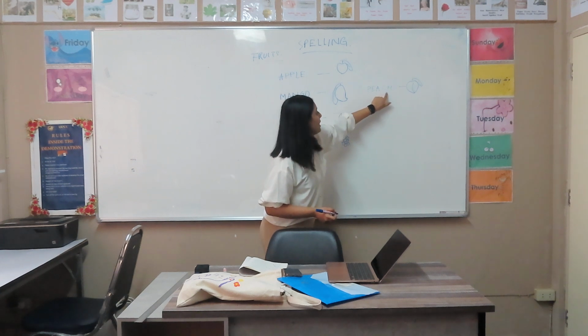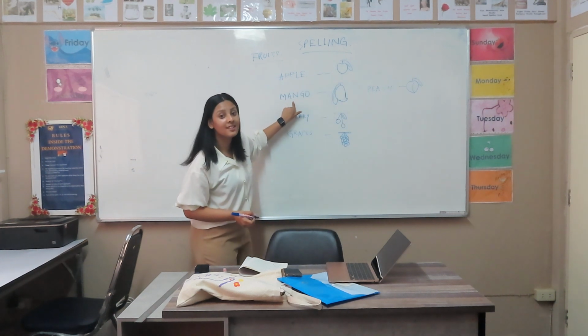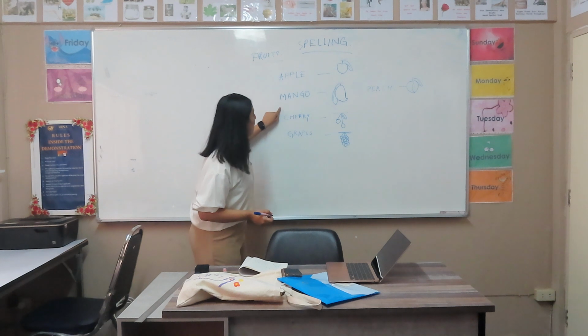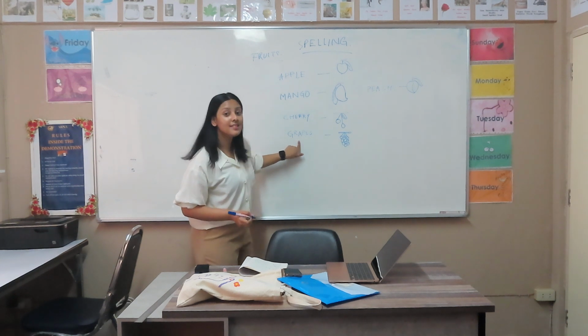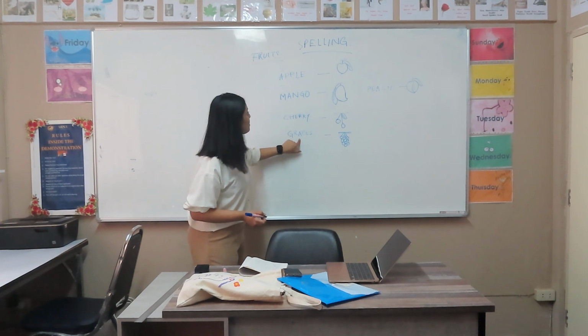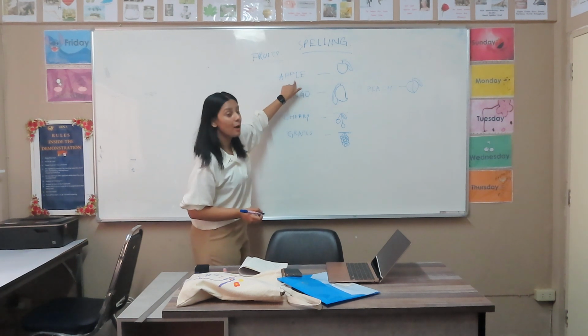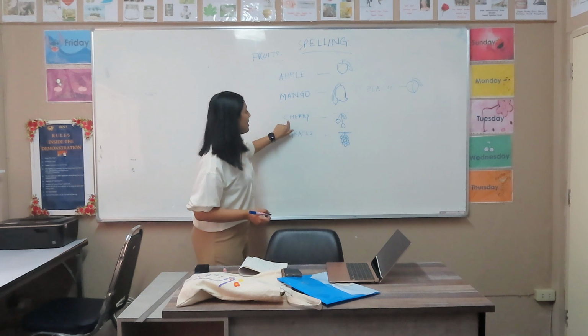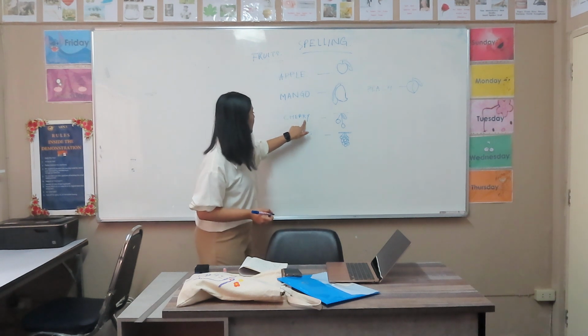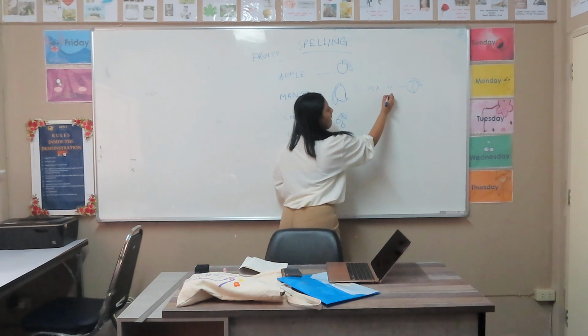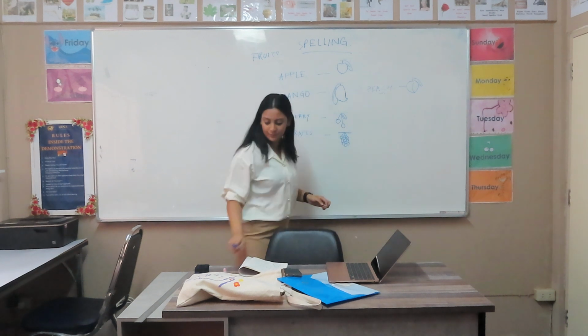See again everyone, peach. Can anyone tell what this is? Yes, this is mango. What is this? Right, grapes. What is this? Read from here. Apple. This is cherry. And this is peach. Right, good.